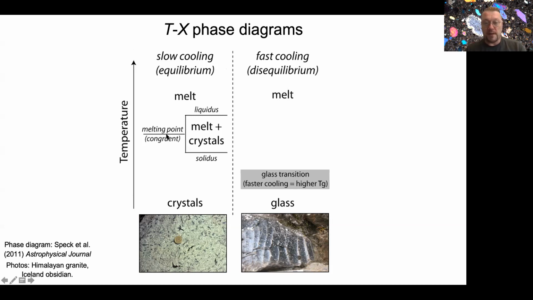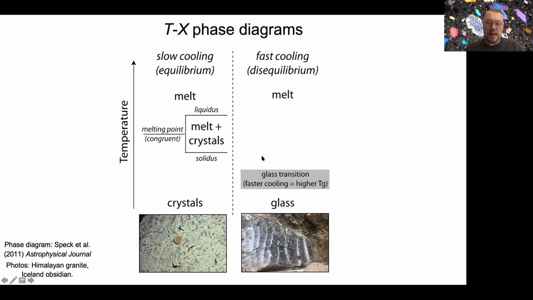And in between, we either have a single melting point for a congruently melting compound, or for more complex melts in particular, we have a region of melt plus crystals between the liquidus and the solidus. So slow cooling takes us down through this diagram from melt to crystals. Whereas on the right side, we see what happens if we have very fast cooling, a disequilibrium situation. We can go directly from melt all the way down to glass, completely bypassing crystallization. That transition, the glass transition, I've shown as a zone rather than just a line because it doesn't happen at one specific temperature. It happens over a range of temperatures.